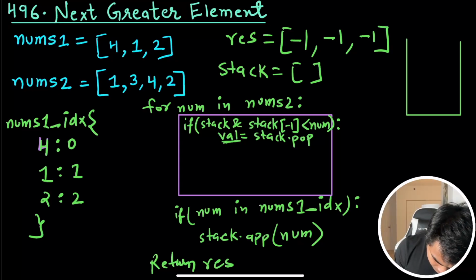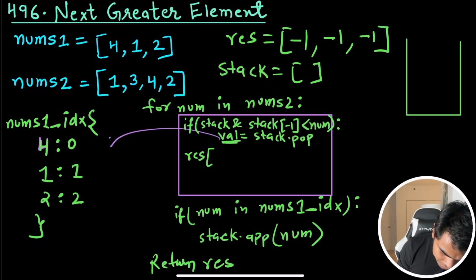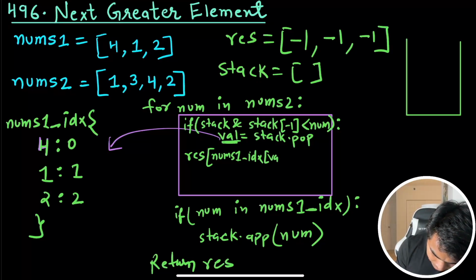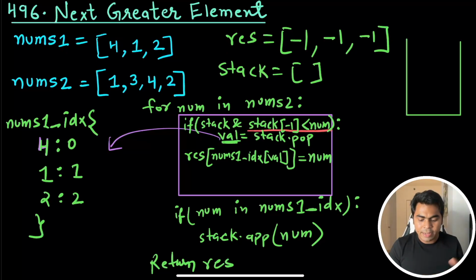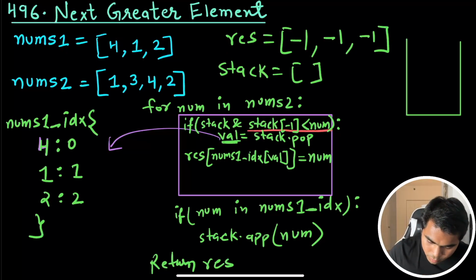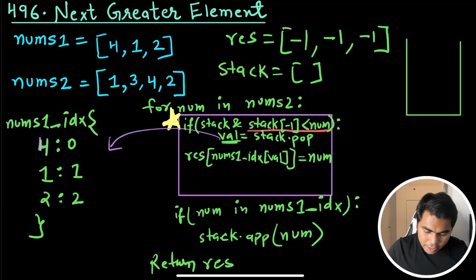So what I'll do is I will find the index of this value from my dictionary, so that will be basically nums1 idx. Put that value here, that will give you from its dictionary the value for this key, and then add that num here, because that num was greater than the top of the stack, that value. Now this was the most important line right here, or if statement line, whatever you want to call it. So let's do a dry run.